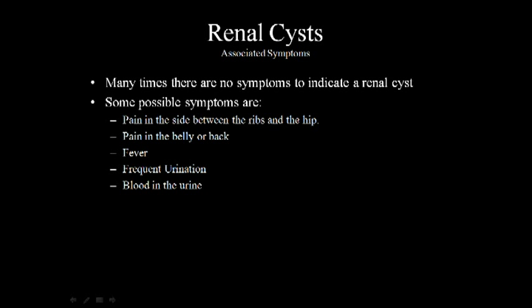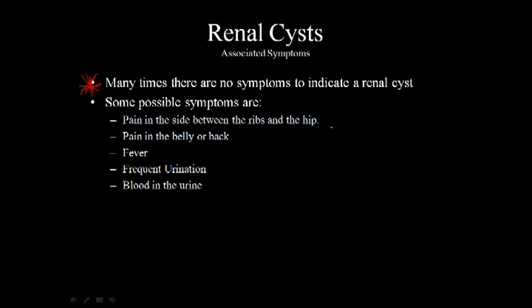The associated symptoms. The good thing about a renal cyst is that many times there are no associated symptoms. The patient never experiences an abnormality or anything. However, some possible symptoms are pain in the side between the ribs and the hip, but that can mirror a lot of things.